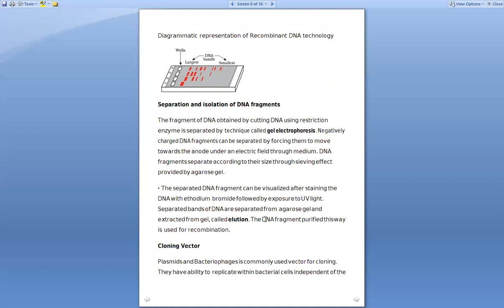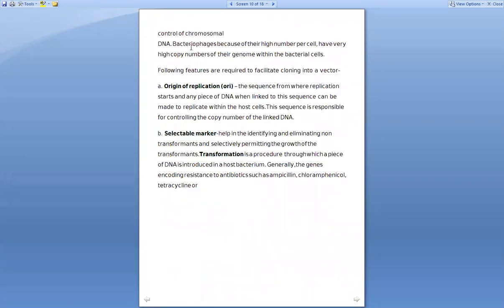As plasmids can replicate themselves, or replicate autonomously, when a gene of interest is inserted inside this vector and placed in the bacterial cells, it is replicated without anyone's help, independently. The bacteriophages, because of their high number per cell, have very high copy numbers of their genome within the bacterial cells. Bacteriophages are the viruses that infect the bacteria, right?